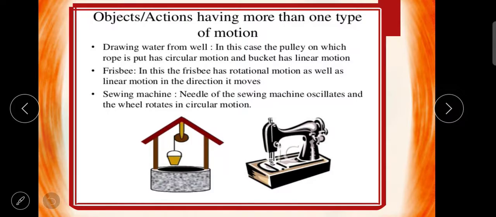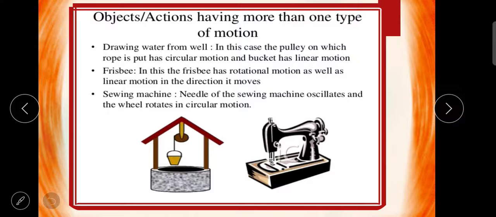Children, also there are some objects in action which show more than one type of motion, like drawing water from the well. In this case, the pulley on which the rope is put has a circular motion, but the bucket which is coming straight up shows a linear motion. In this example, you have found there are two types of motion in the same activity. Frisbee. In this, the frisbee has rotational motion as well as linear motion in the direction it moves. Sieving machine needle also shows oscillatory motion, and wheels also rotate in circular motion.